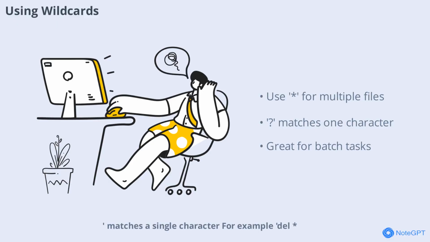For example, del *.txt deletes all text files in the current directory. Wildcards make batch operations fast and efficient, saving you from repetitive tasks. Practice using wildcards with copy, move, and delete commands to see how powerful they can be.